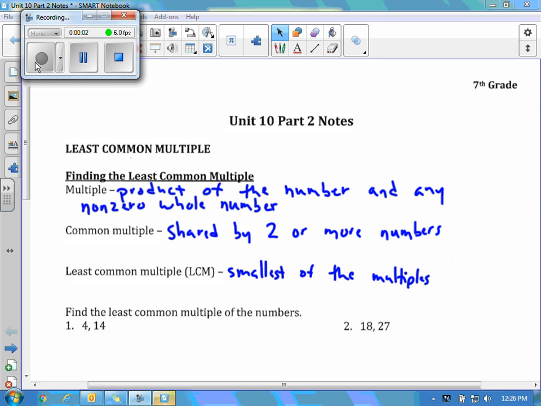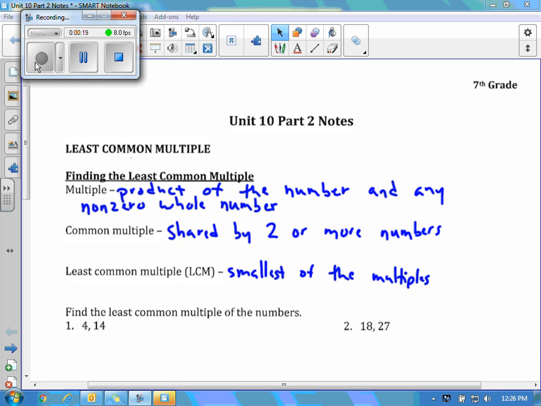If you remember in Unit 9, we talked about greatest common factors. Well, in Unit 10, Part 2, we're talking about least common multiples, which are basically the opposite of greatest common factors. So, a couple of definitions for you when we're talking about finding the least common multiple.